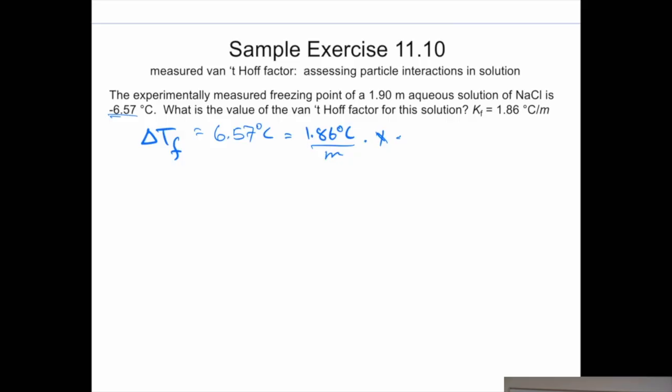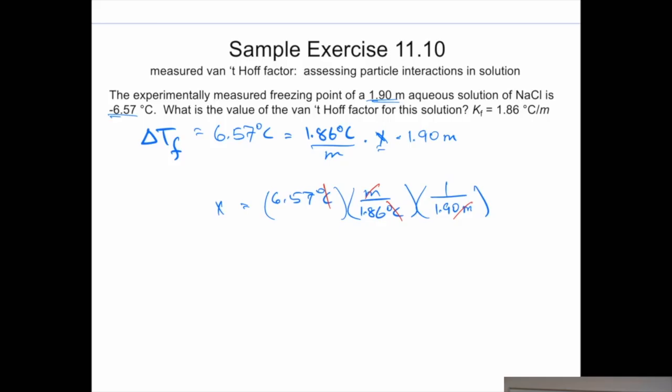And we're told that. Where is it? Right here, 1.90 molal solution. So now we just solve for X. It's really not that hard. X is equal to 6.57 degrees Celsius times, now I'm bringing the K sub F to the other side, so I'll just do the inverse of that: molal per 1.86 degrees Celsius. And now the molality is brought over to the other side, so it's the inverse of the molality, 1.90. If I did that right, units should cancel out: molal with molal, degrees Celsius with degrees Celsius. I'm out of units.